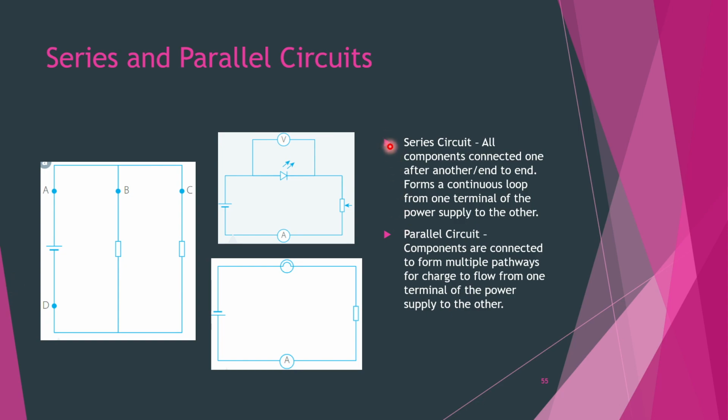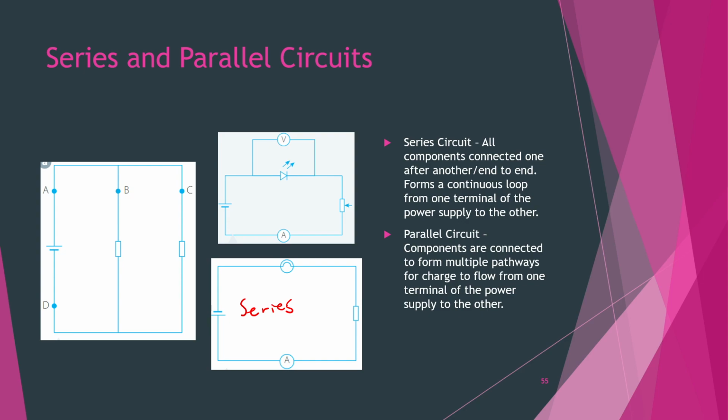So first off, our series circuit. All components are connected one after another or end to end. This forms a continuous loop from one terminal of the power supply to the other. Of our three diagrams, this one here demonstrates series best. In this case, we have a light globe, a resistor, and an ammeter, all wired one after the other to form a single continuous loop from one end of the power supply to the other.